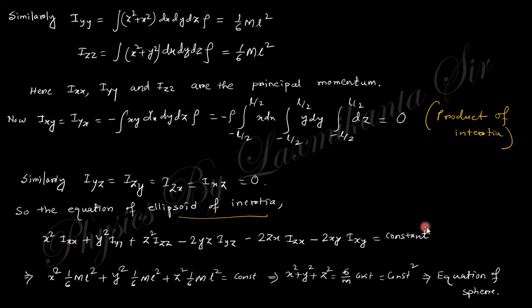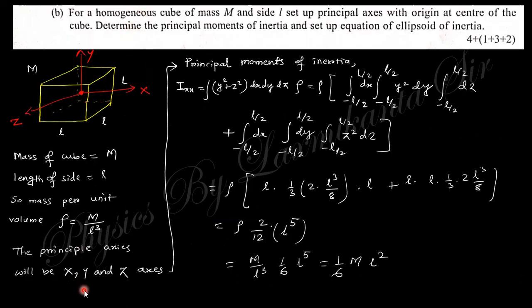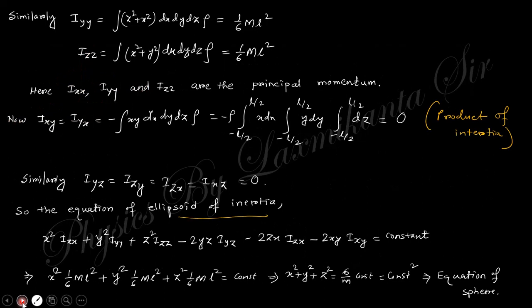So the ellipsoid equation will be like that, and we get the equation of a sphere, because this is a cube, so everything is symmetric, which is why this becomes the equation of a sphere.